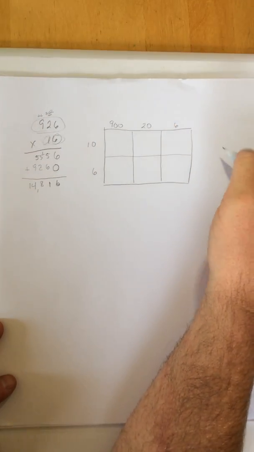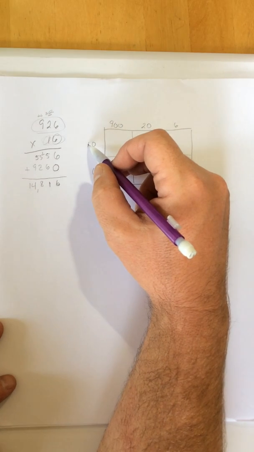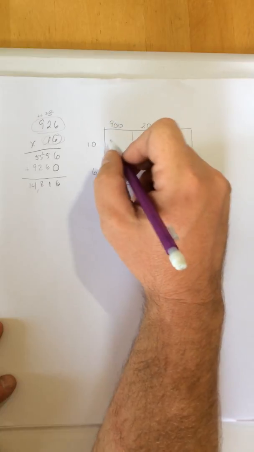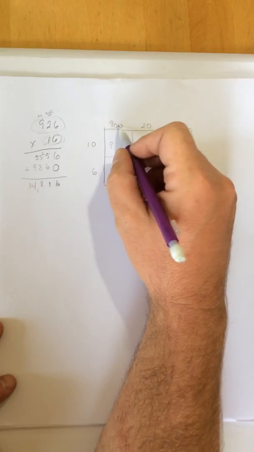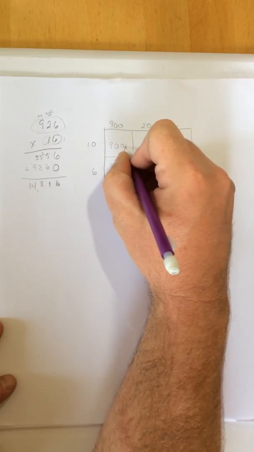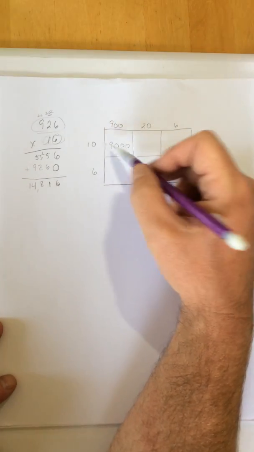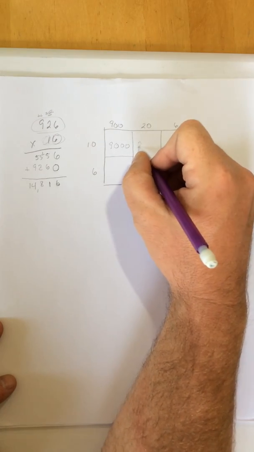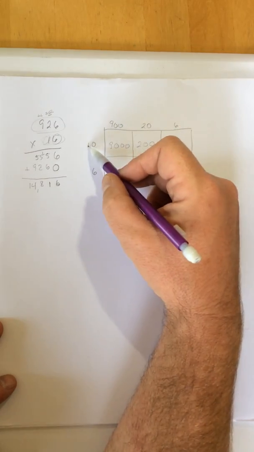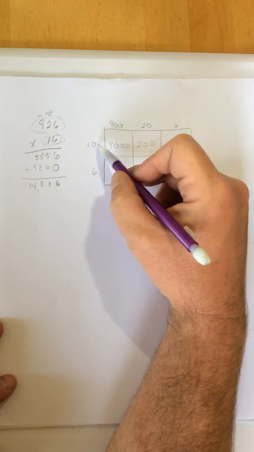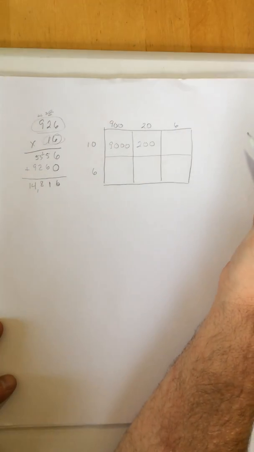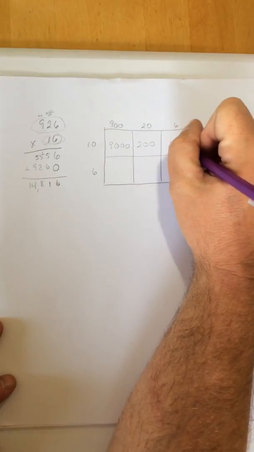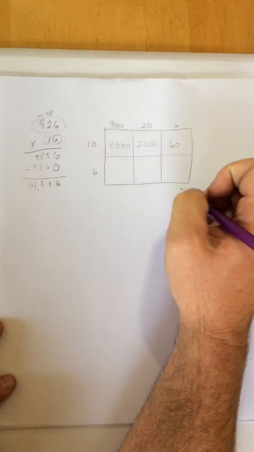Again, we're going to multiply through and fill up our boxes. 10 times 900 is the same thing as 1 times 9, which is 9, and put your zeros back into your box. So 900 times 10 is nothing more than 9,000. 10 times 20 is going to be 200, or again, 1 times 2 equals 2, and I have 2 zeros that I'm multiplying with. In our third box, 10 times 6 is 60, part of our math facts.